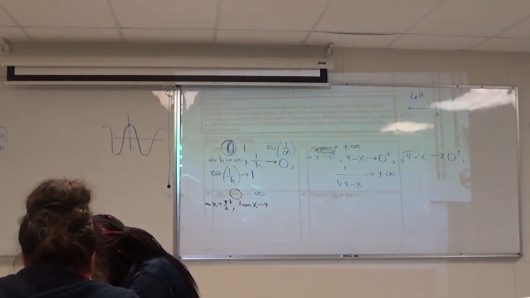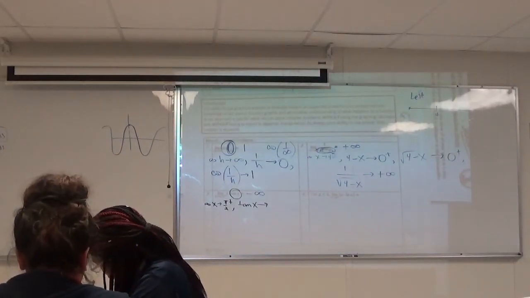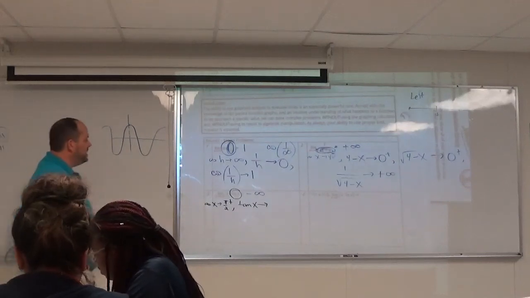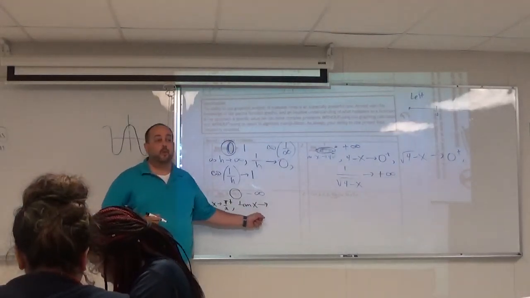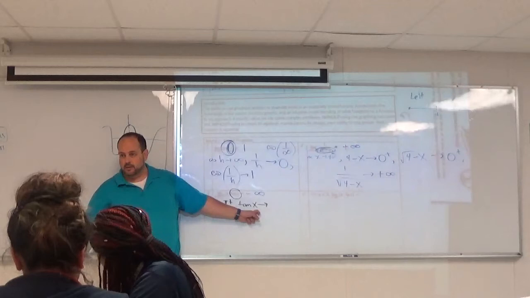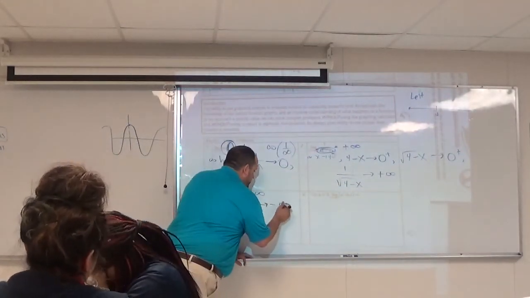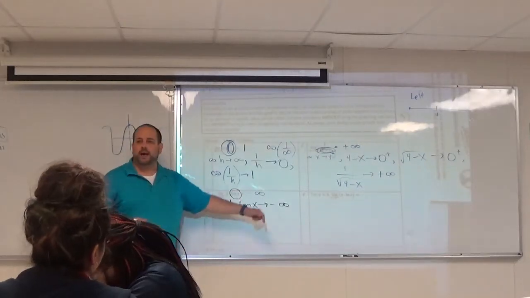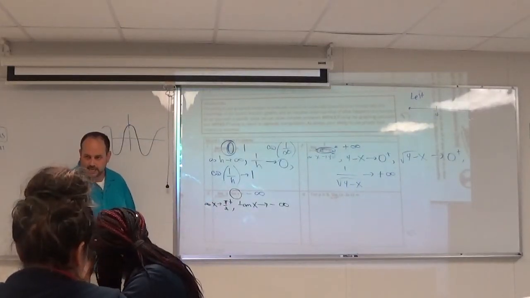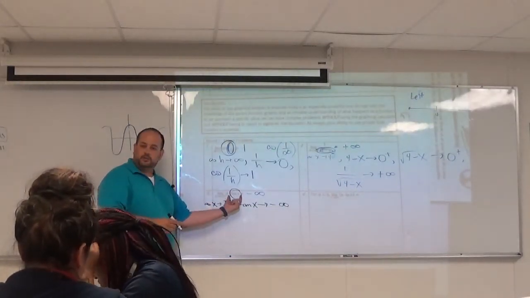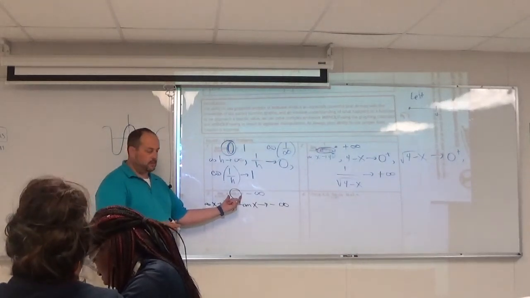So x is approaching pi over 2 from the right. If I approach pi over 2 from the right, what's happening to tangent of x? They're heading towards negative infinity. Now, last class they were like, oh, that's why it's negative infinity. We're not done yet. All we figured out is what happens with the tangent of x.